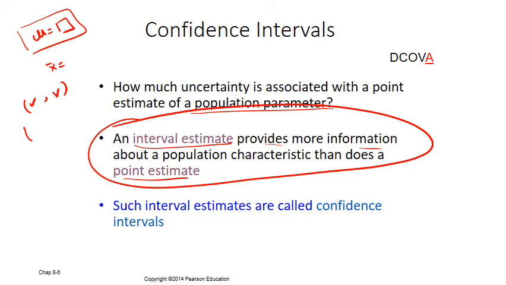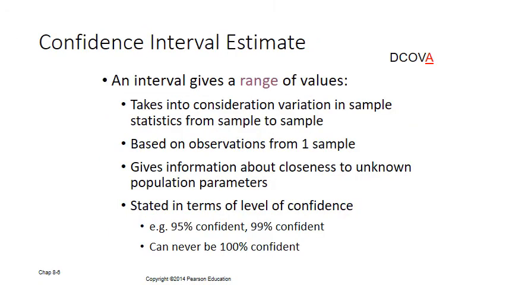Let's say 70 to 90. We can say that okay, population mean may lie between these two numbers, so it is more reliable because we have a variation, but in this case we have only one number. So that was the concept. So taking into consideration the variation in the sample statistics from sample to sample based on observation from one sample, so these are the integral parts of confidence interval, and the interval gives us the range of values.